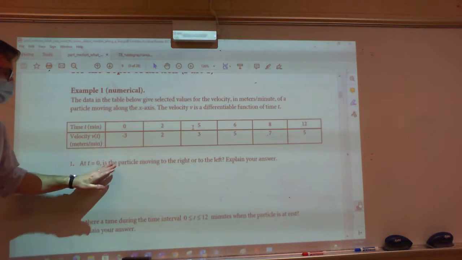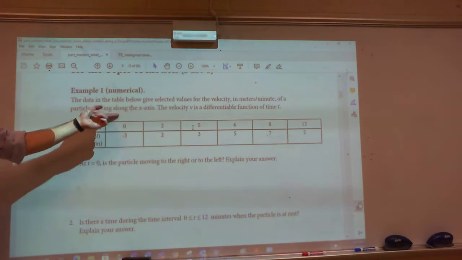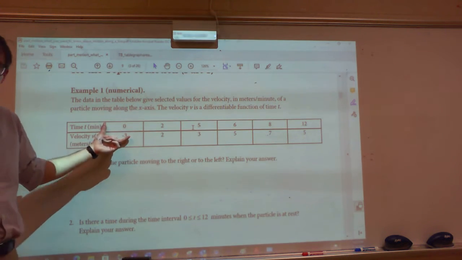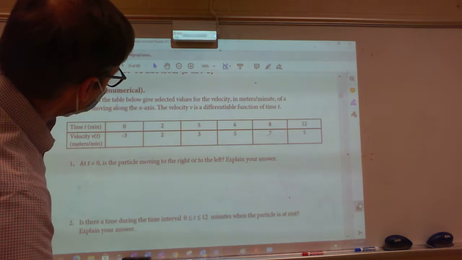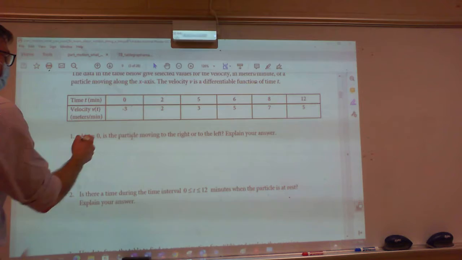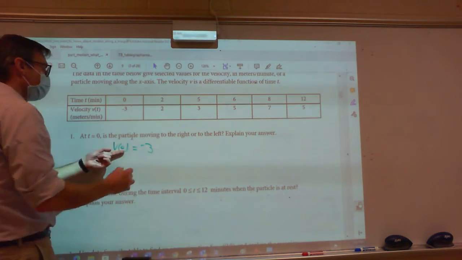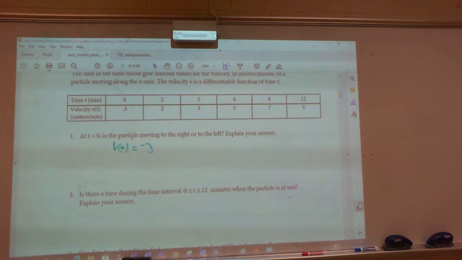At t equals 0, is the particle moving to the right or left? Explain your answer. So given this, which way is it going? Left. How do I know? Can everybody look at this? Here's your chart. And if this is your chart, you can see this chart is telling us that v of 0 is equal to -3. So since that's negative, we know it's going to the left.